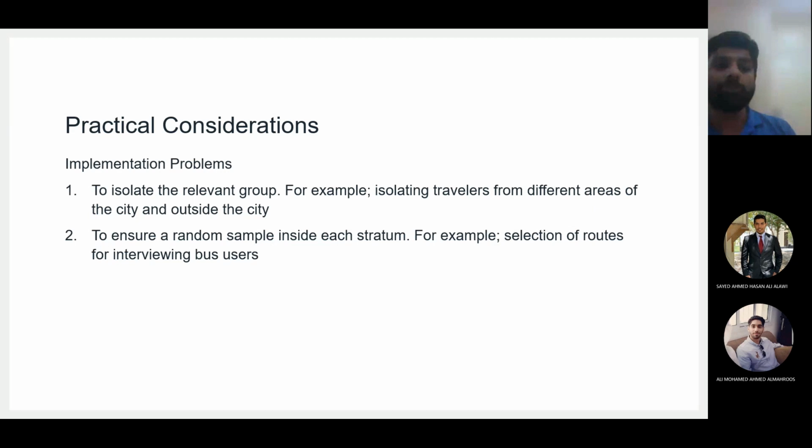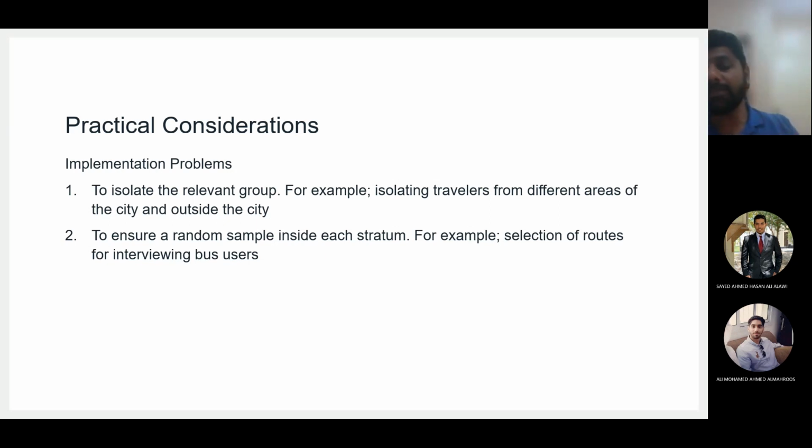So how to make sure that within each class I am selecting the people randomly? For example, you want to select people who are bus users for your questionnaire. How do I select them randomly? How do I select the routes on which I will collect data from the bus users? The only way where you can be sure that a person is a bus user is when you collect the data from the bus routes. People standing on the bus stops or people who are inside the bus, you can go inside the bus and ask them to fill the survey. They can do it because they are not driving.